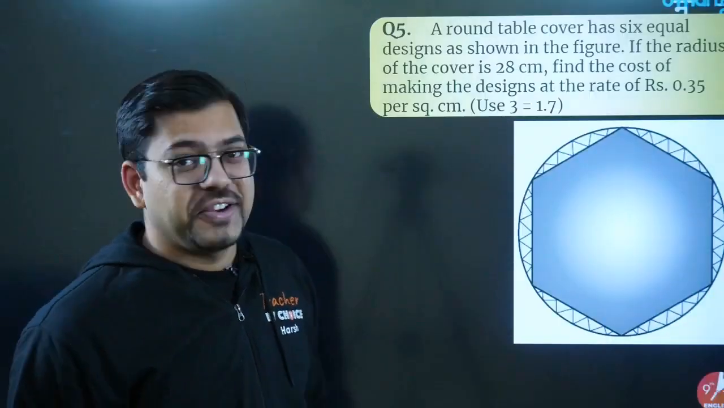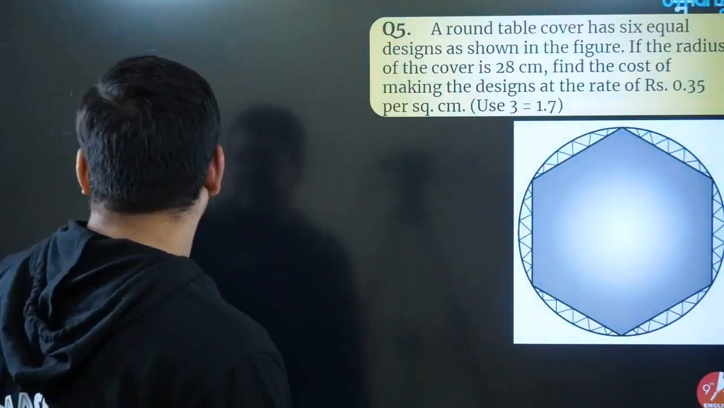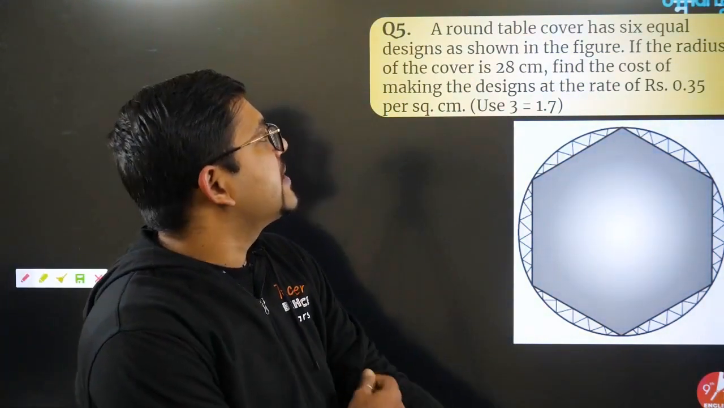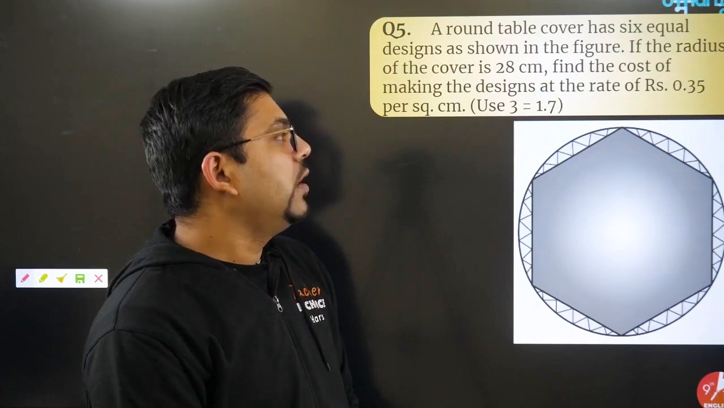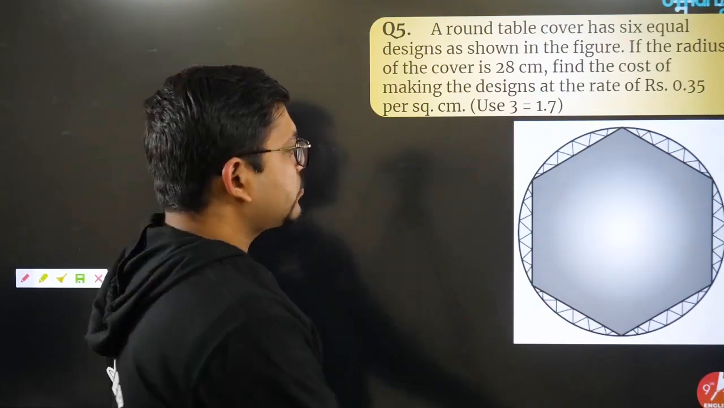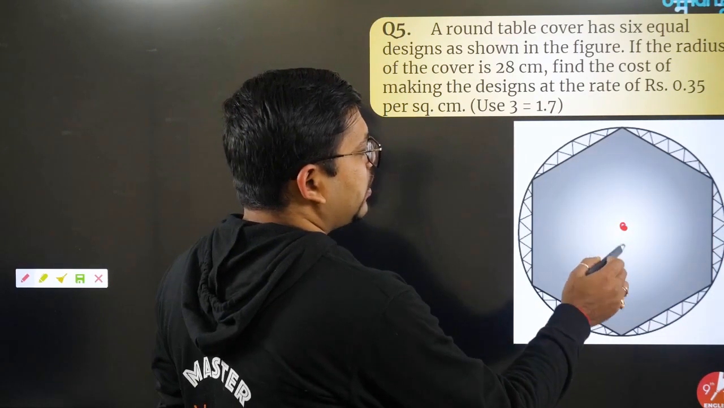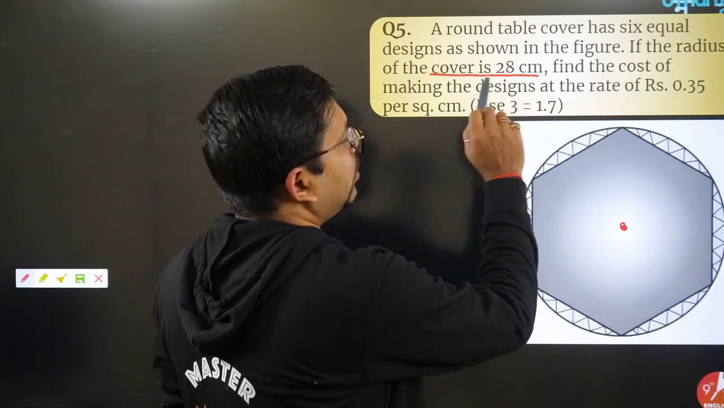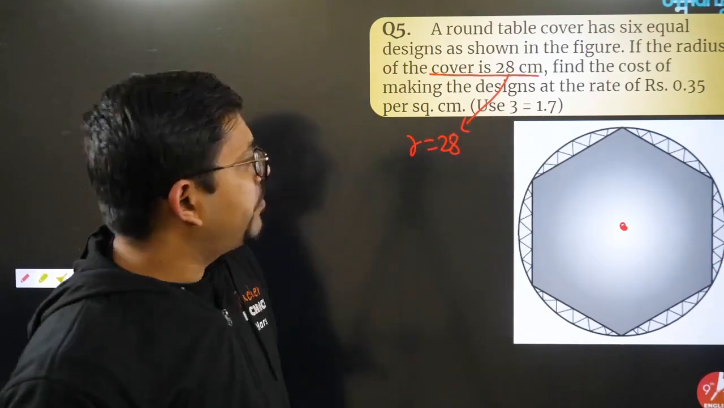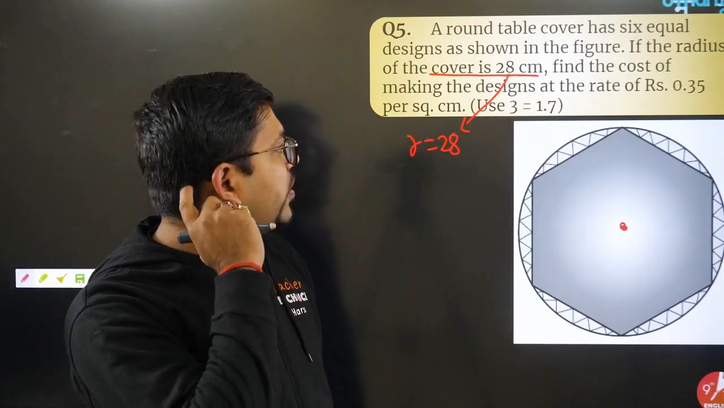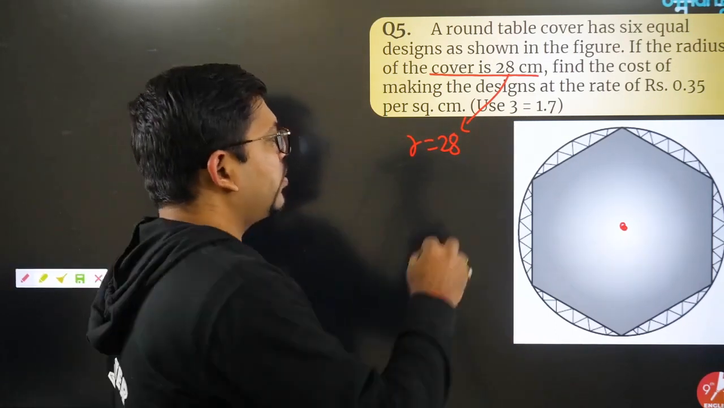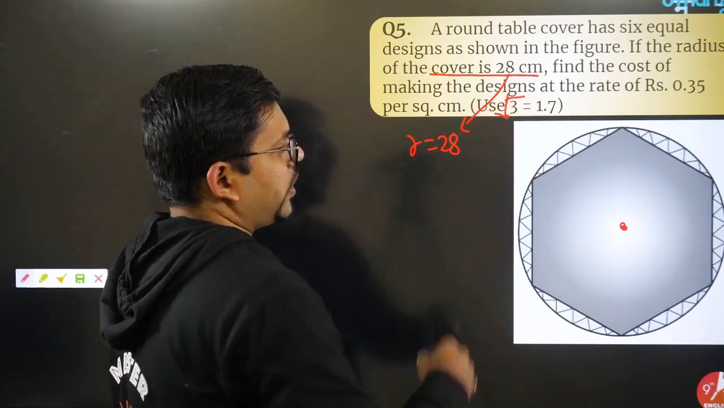Fine, moving on. Here's the next question. This next question says that we have got a figure. A round table cover has 6 equal designs as shown in the figure. If the radius of the cover is 28 centimeter, okay, so this circle has got a radius of 28 centimeter. Find the cost of making the design at the rate of 0.35 per square centimeter. Use root 3 equals 1.7.